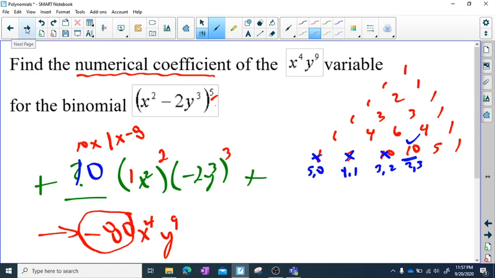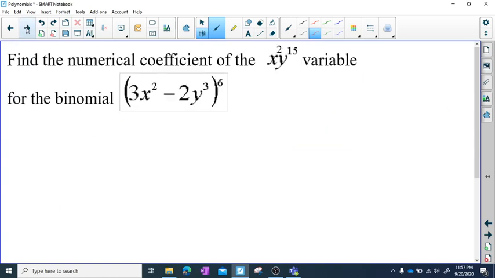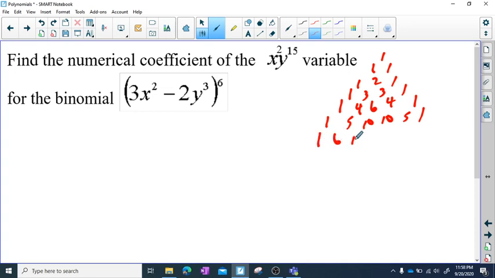All right, let's try another one of those. So I've got 3x squared minus 2y cubed. This time it's to the 6th, so I'm going to need 1, 1, 1. Again, I should have just had a version of Pascal's triangle that I kept bringing along with me, but I don't. 10, 5, 1, 6, 20, 15, 6, and 1. So this is the row I need.